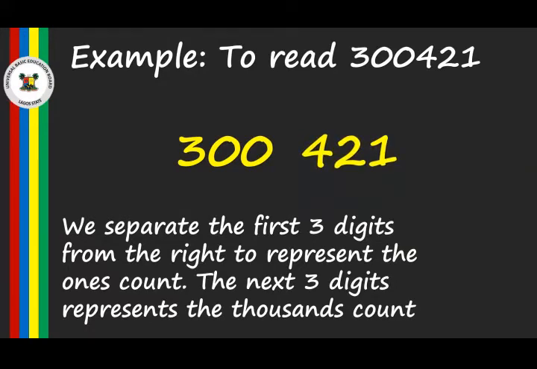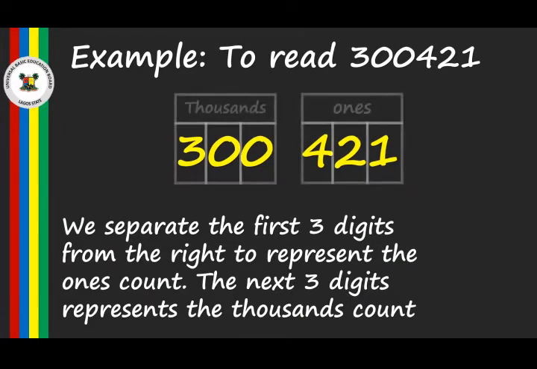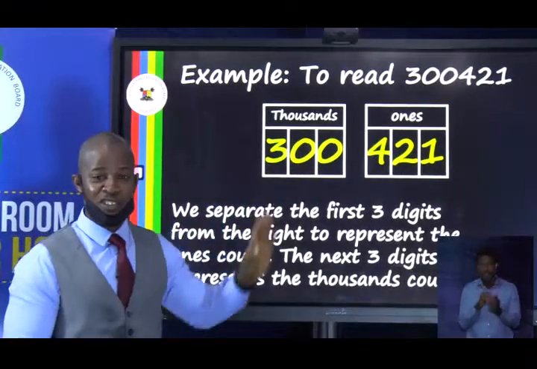So the next thing to do now is to build a house. So the first 3 digits will represent ones. That's the house of ones. The next 3 digits will go under the house of thousands. And as you can see, the 3 rooms under the house of thousands are now occupied.